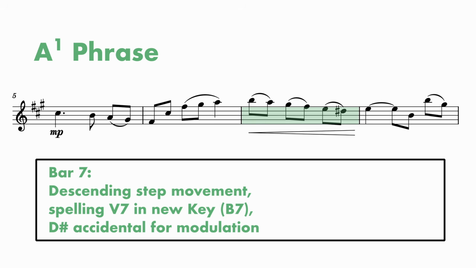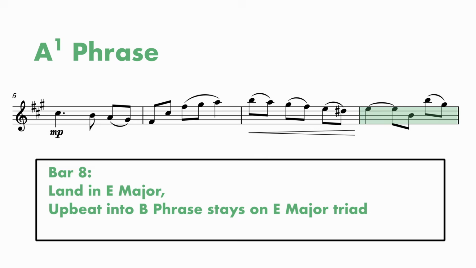Returning to the bar 7 that I've written, I start on the high B, and simply descending by step will allow me to arrive at D sharp on the very last note of bar 7 and land strongly on the E note, the tonic of the new key, on the first note of bar 8.